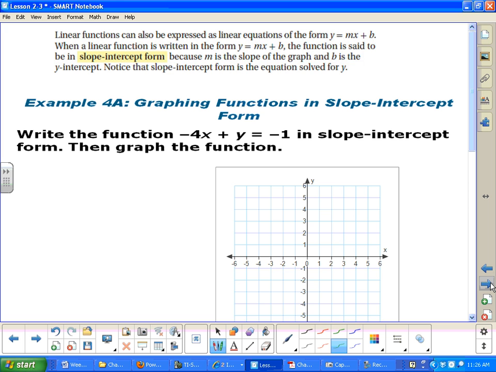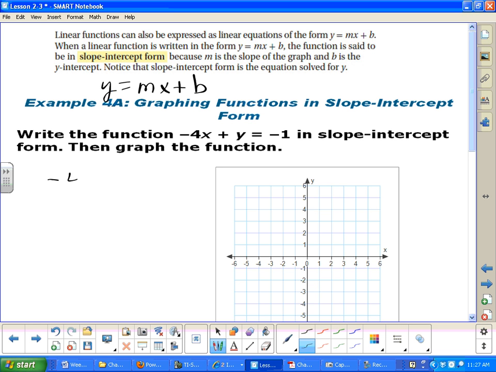Okay, slope-intercept form. All right. Slope-intercept form is where we do y equals mx plus b. So if we have our equation or our function in that form, y equals mx plus b, then we can graph it. We can use the y-intercept, which is the value of b, and then the slope to graph our line. One of the reasons why we practiced solving for y in the warm-up was for exactly this reason.